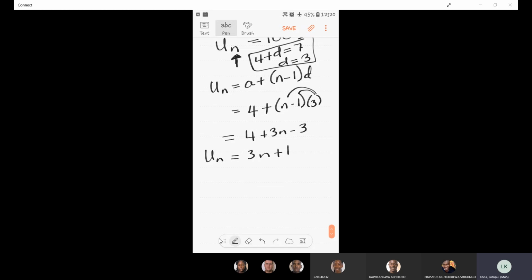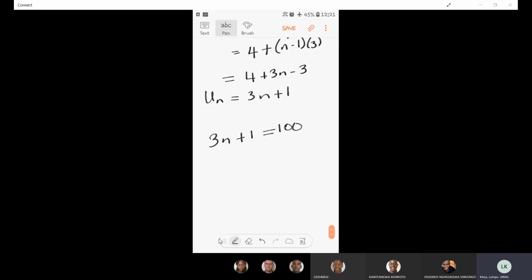Then from here, I know what the nth term is. It's 100 in this case because that's the last term that I have in the sequence. So I equate this to 100. So I have 3n plus 1 is equal to 100. And then I solve for n. So I have 3n is equal to 99. This means that n is equal to 33.